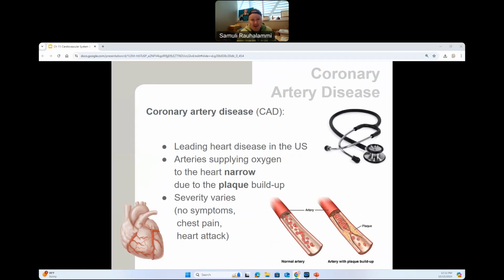And the consequences of this can range from no symptoms at all to chest pain or even to a heart attack. The treatments that we see really depend on severity. It can be lifestyle changes, it can be medications, it can be angioplasty, or it can even be surgery.